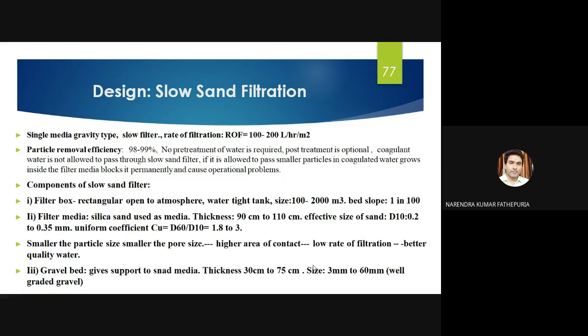Coagulant is not allowed to pass through the slow sand filtration. If it is allowed to pass, the smaller particles in coagulated water grow inside the filter media, block it permanently, and cause operational problems.